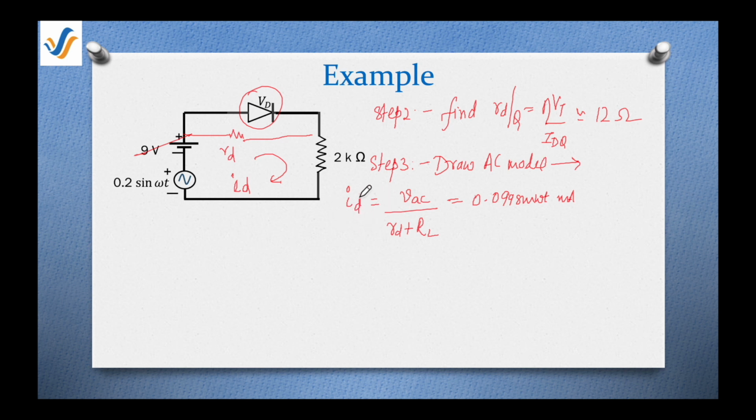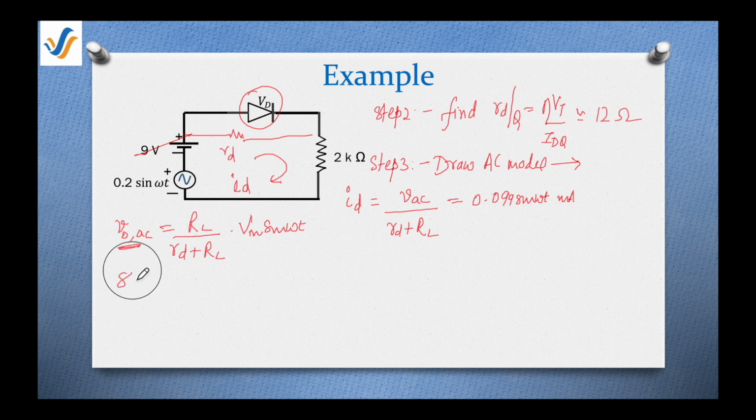Now from this you can find the net output AC voltage. So it will be RL upon RD plus RL, Vm sin omega t. Okay, from this you can find out this VOC.